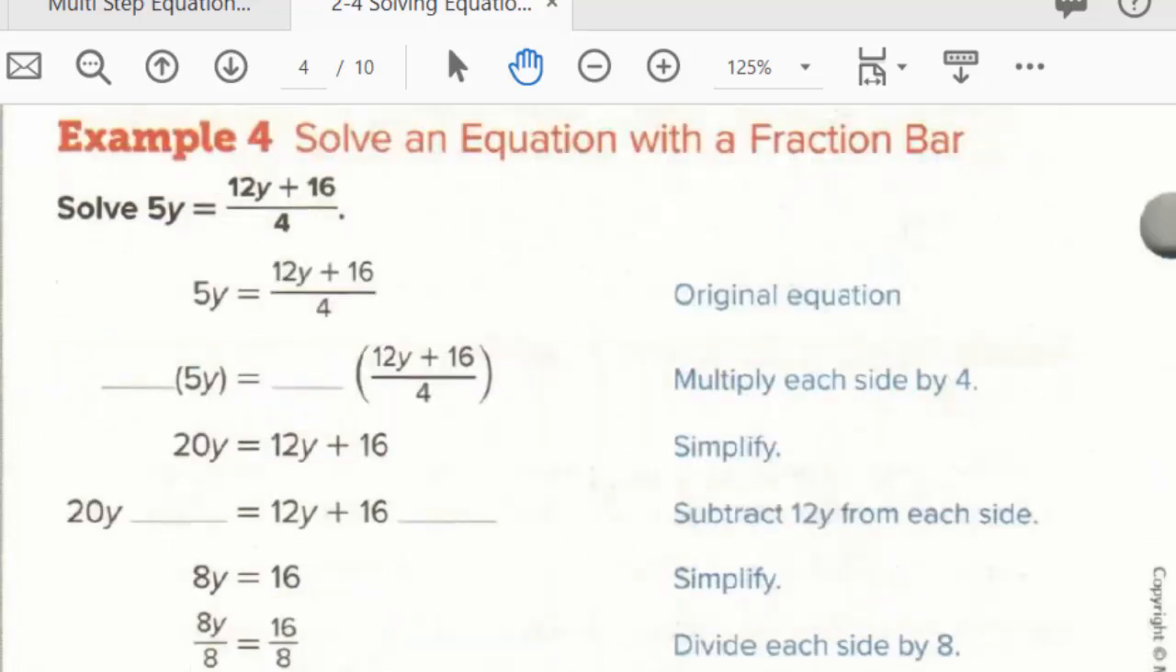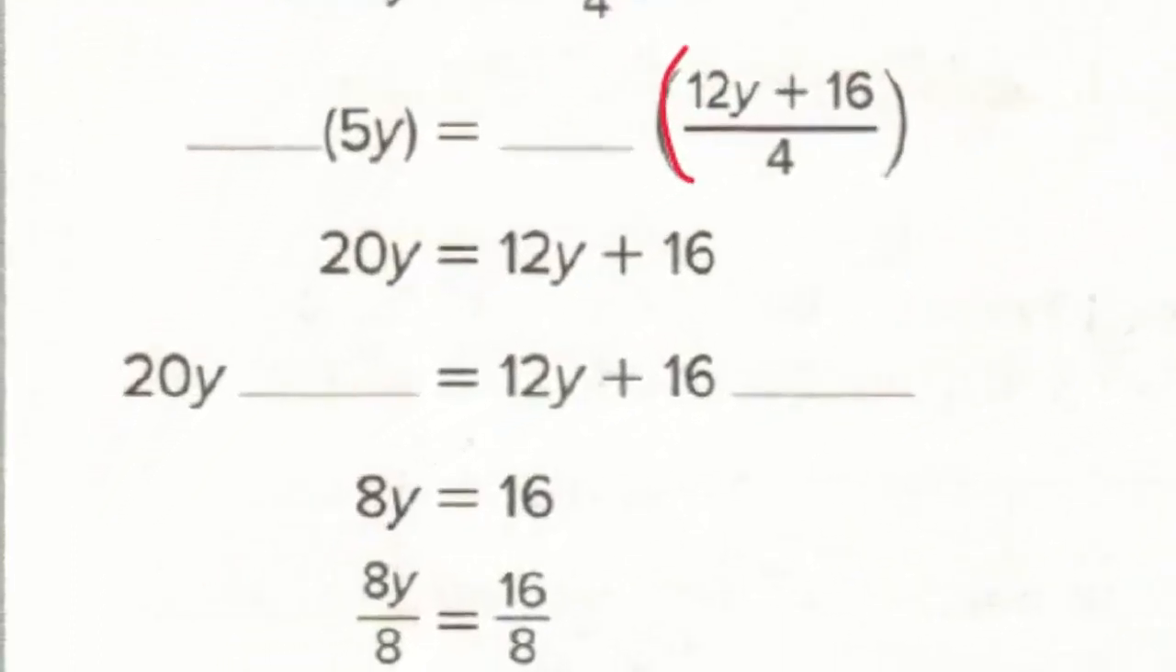Example 4, they want us to solve an equation that has a fraction bar. Well, that just means we're going to eliminate or clear the fraction. And the easiest way to do that is to multiply everything on both sides by the least common denominator. Well, there's only one denominator. So if you look down here, they've already put parentheses around the fraction. And the only denominator to get rid of is a 4. That means divide by 4. So to undo a divide, we're going to times by 4. But to keep this equation balanced, we have to times by 4 on both sides.